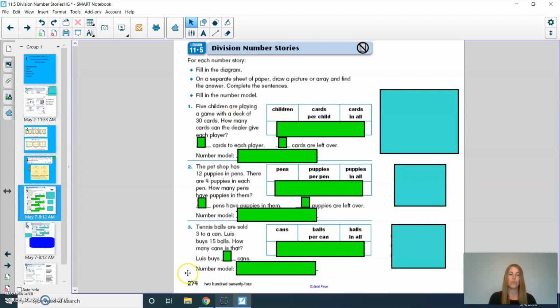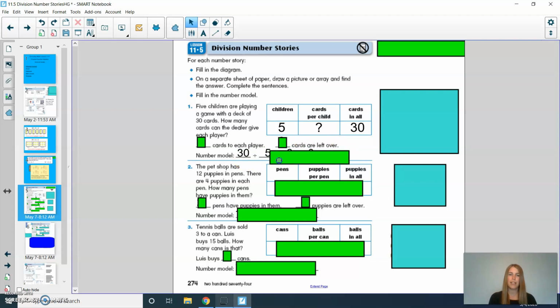So this is page 274. 5 children are playing a game with a deck of 30 cards. How many cards can the dealer give each player? So if I look at my diagram, I have 5 children. I don't know how many cards per child, so I put a question mark in that box, but I know I have a total of 30 cards. When I'm thinking about my number model, I'm thinking 30 divided by 5 equals how much? Now, can you solve for this and then press play when you're ready to hear the answer?